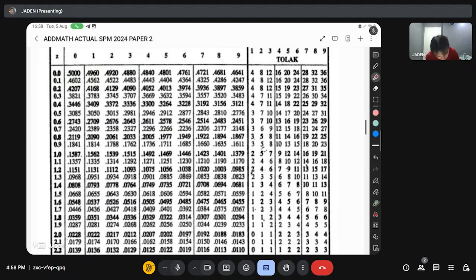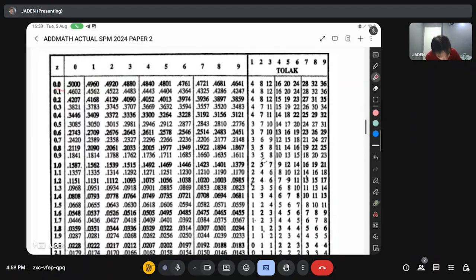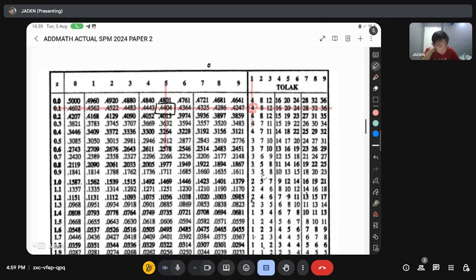Okay, let me just highlight this row first. I notice this is the closest to 0.44, but it has a 0.4 at the back, like 0.4404. So I want to get an accurate 0.44, I will have to take away another 0.0004. So this one will get me 0.4404 minus 0.0004, which ends up at 0.44. This is what we want.